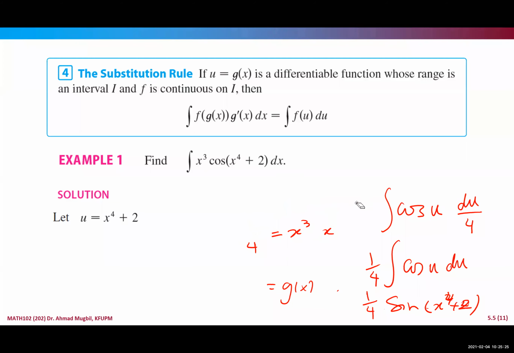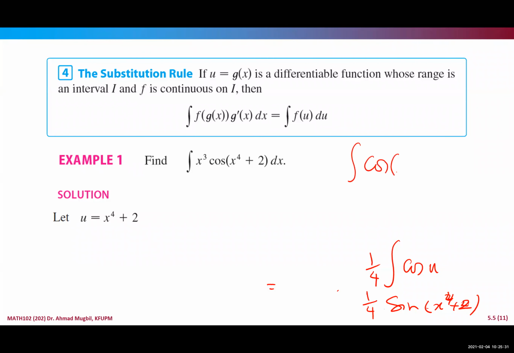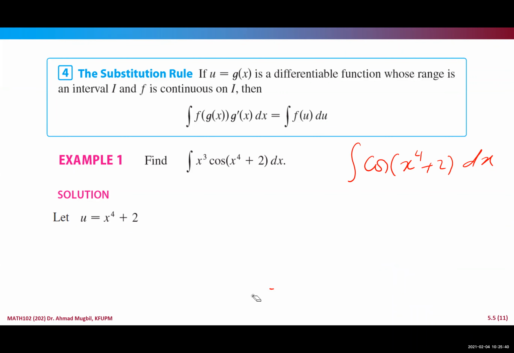For example, if it was only the integral of cosine x to the power 4 plus 2 dx, you cannot solve this one. You cannot find the antiderivative, at least by the substitution rule. It is not easy to apply here. You cannot find the antiderivative of this function easily, if it exists or not.